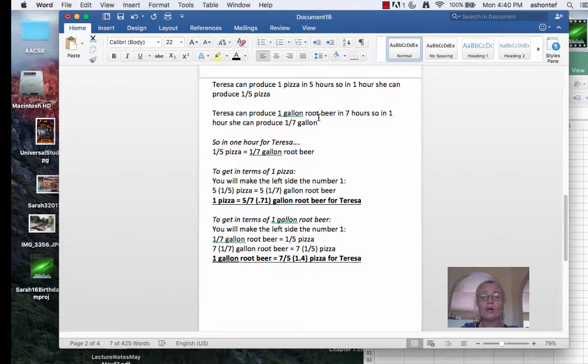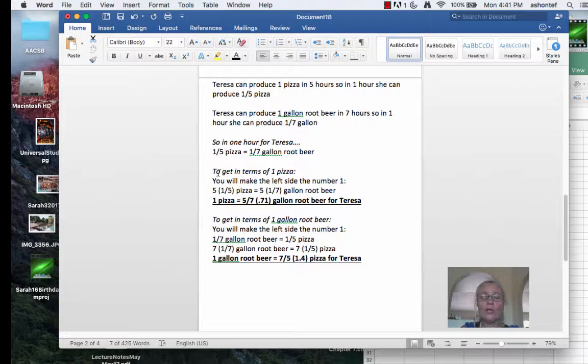And then we were also told that she can produce 1 gallon of root beer in 7 hours. So if we want to know what she can produce in 1 hour, every hour she'd be producing 1/7 of a gallon. So if we put this into a mathematical equation, because we've got both of these goods in increments of 1 hour, we can say that 1/5 of a pizza is equal to 1/7 gallon of root beer, because each one of those takes her 1 hour.